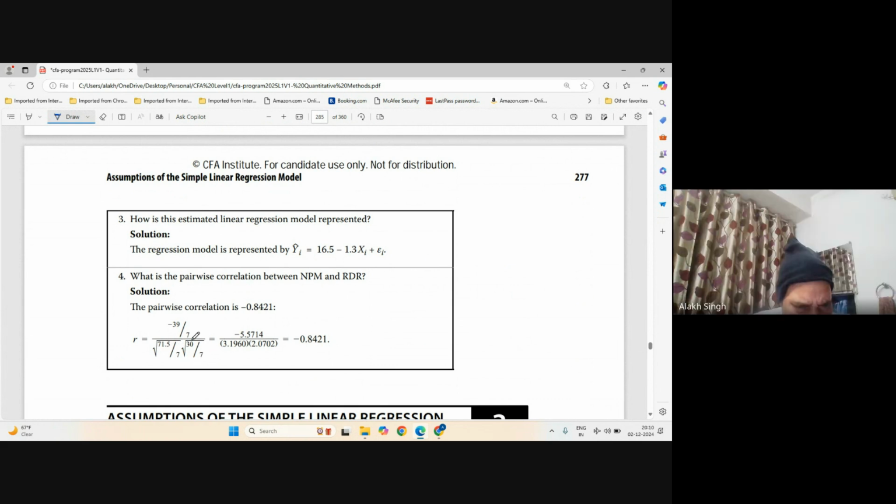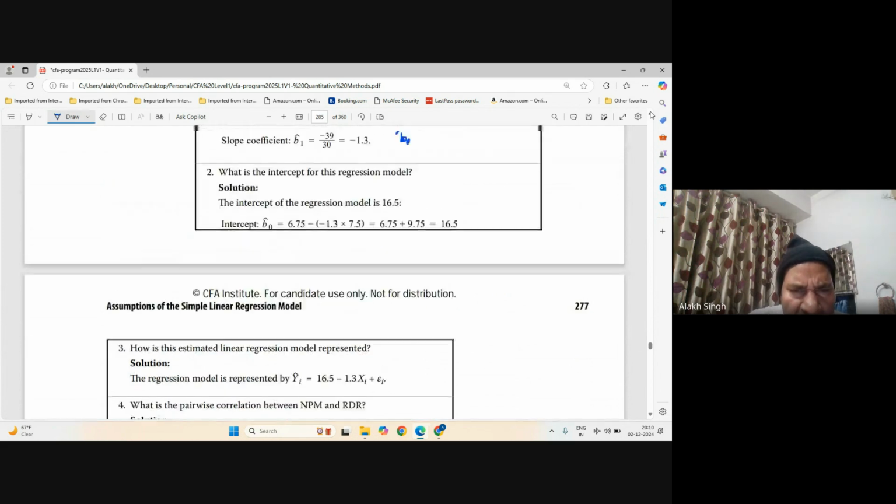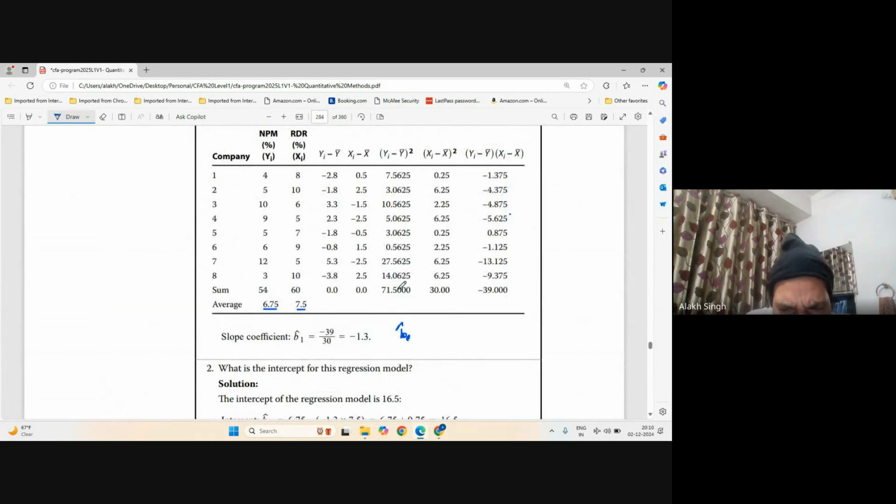Root 7, root 7, that will cancel. So 39 divided by root 71.5 and root 30. You didn't even need to calculate the Sx. It is 39 divided by root of this and root of this. That way you can calculate correlation.